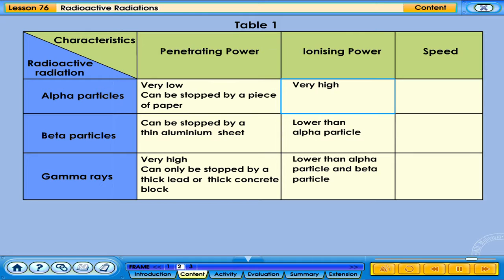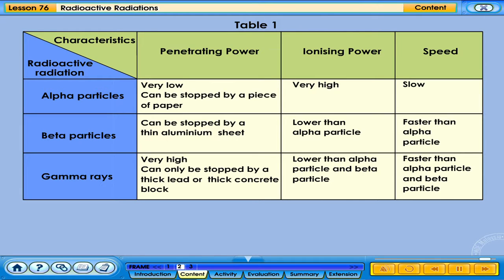Alpha particles have very high ionizing power. Beta particles have lower ionizing power than alpha particles. Gamma rays have the lowest ionizing power. Alpha particles have the slowest speed. Beta particles are faster than alpha particles. Gamma rays are the fastest radiation as they travel at the speed of light.